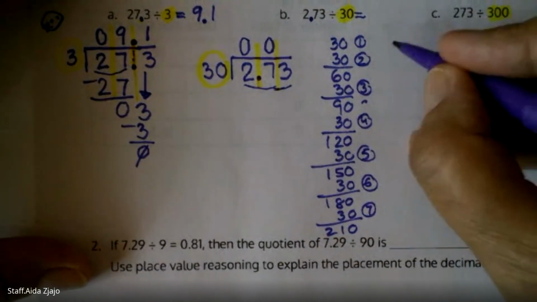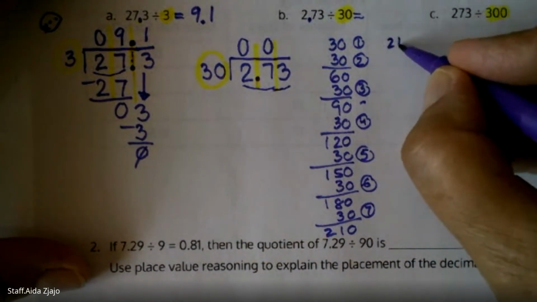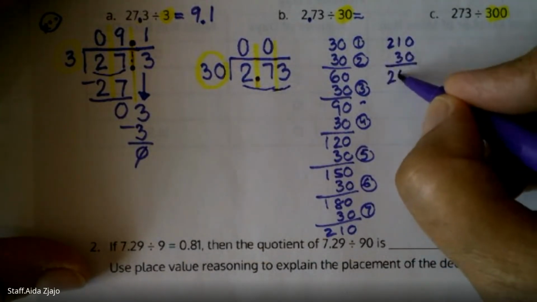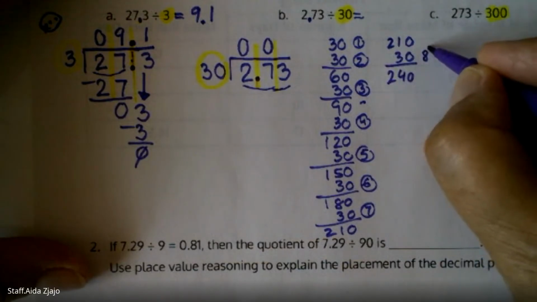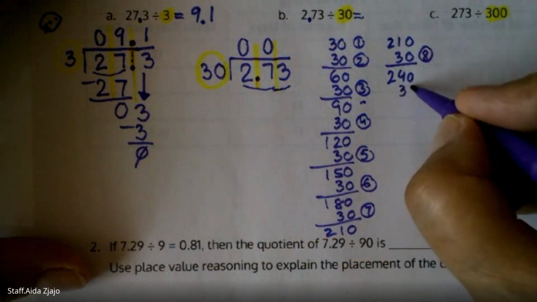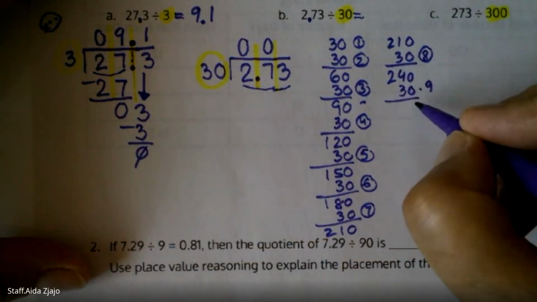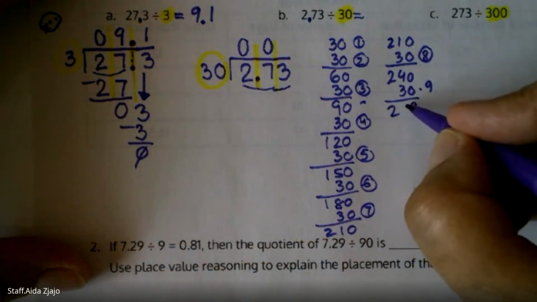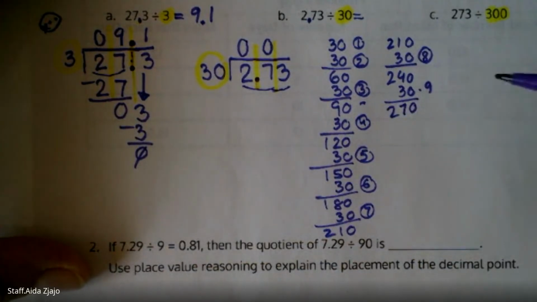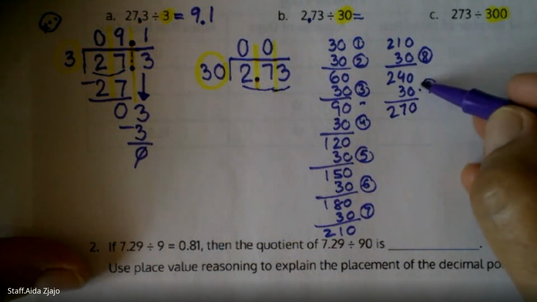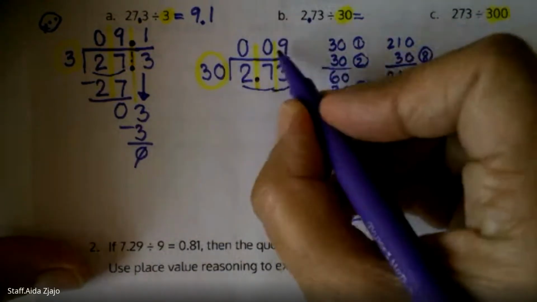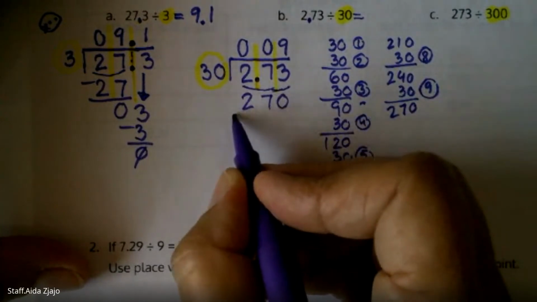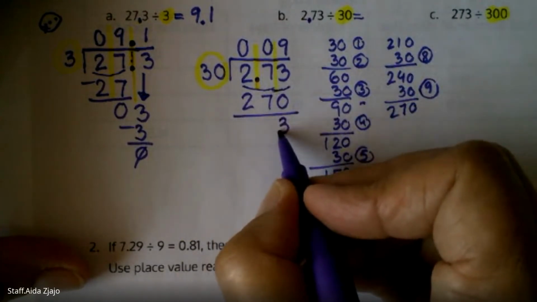So now I'm going to start over from the beginning. 210 plus 30 would be 240, and that is 8 groups, and then 30 more, that's 9. So 9 times 30 is 270. Right now I know that this has to be 9. 9 times 30 is 270, and then I will have 3 left.